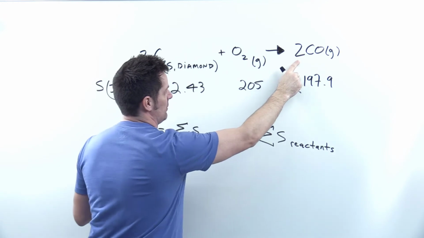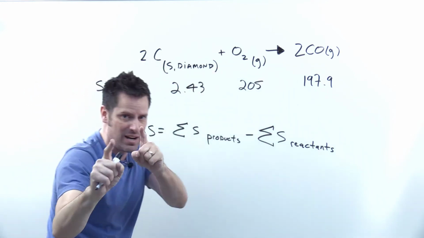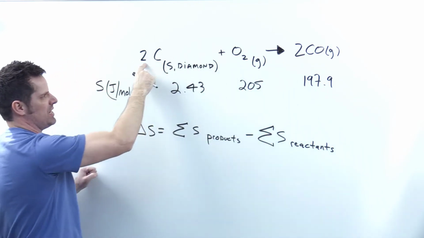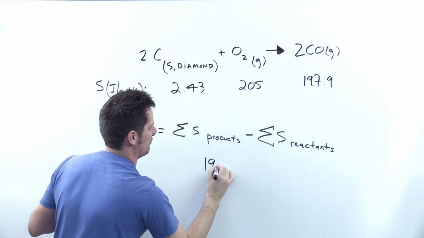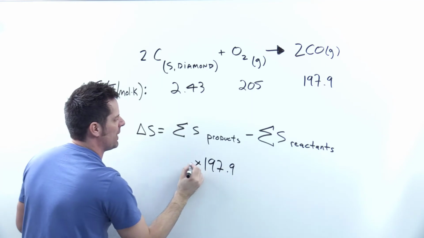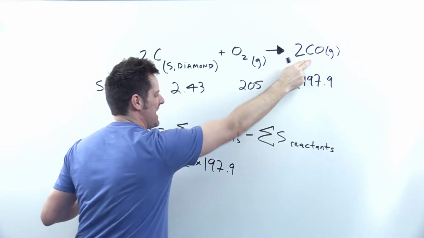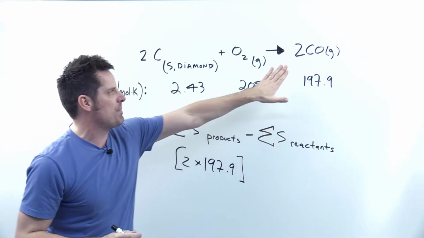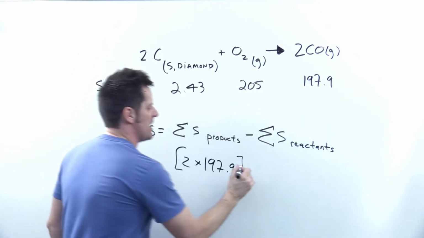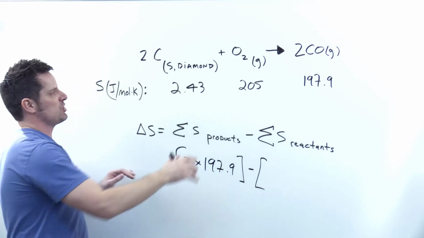I've got coefficients here, a 2, an implied, not written, but understood 1 here, and a 2 here. So I need to make sure to take that into account. So I've got 197.9 here for my product, and I have to multiply it by the 2 coefficient tied to the CO. So that is the sum of all of the entropy values of my products, because there's only one product. Then I'm going to subtract from that the analogous terms for my reactants.